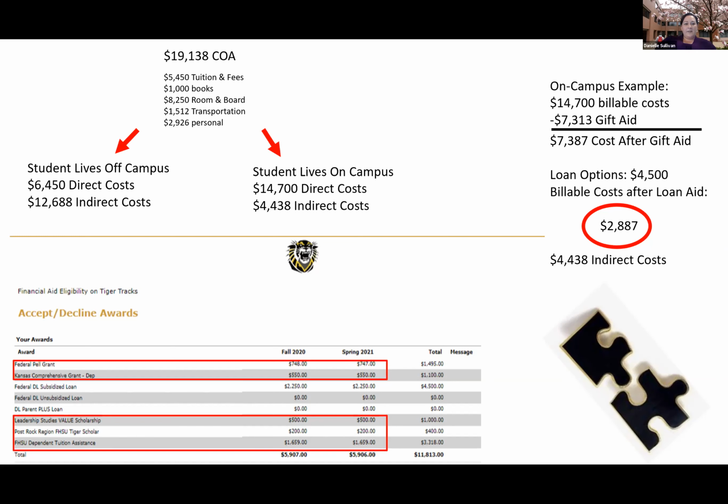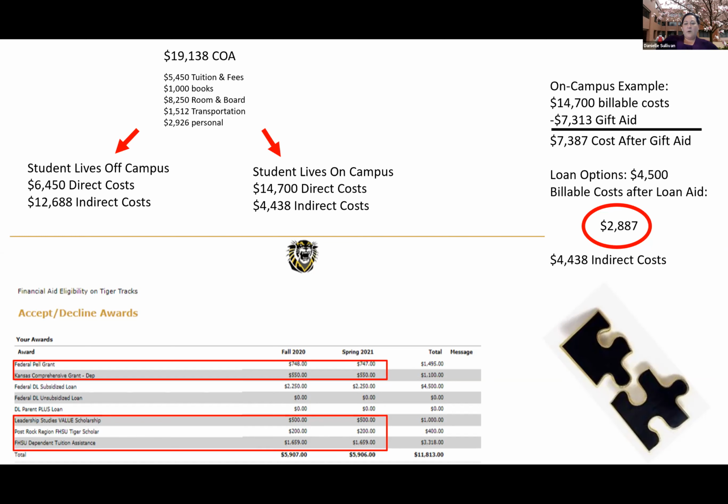And so in this example, they're also getting some gift aid, the Pell Grant, and then the Kansas Comprehensive Grant, which is only for state of Kansas residents. They've also been offered some student loans. They were probably offered a parent loan, but they went ahead and declined it. That's why they're sitting at zero. And they're getting a ton of scholarships. They're getting leadership studies, post-rock region FHSU Tiger Scholar, and then again, that dependent tuition assistance.